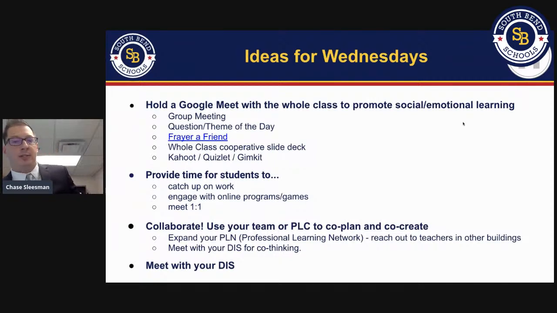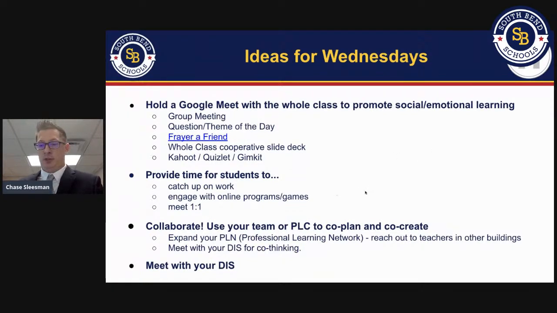So when we come to Wednesdays, since everybody will be e-learning on Wednesdays, that's essentially the same thing we have been doing to help build and promote SEL lessons, holding group meetings, doing a theme for the day. You can have Spirit Wednesdays instead of Spirit Weeks, Freya or Friend, whole group slide decks, and then also Kahoot and some other resources, Quizlet, Gimkit for you as well.